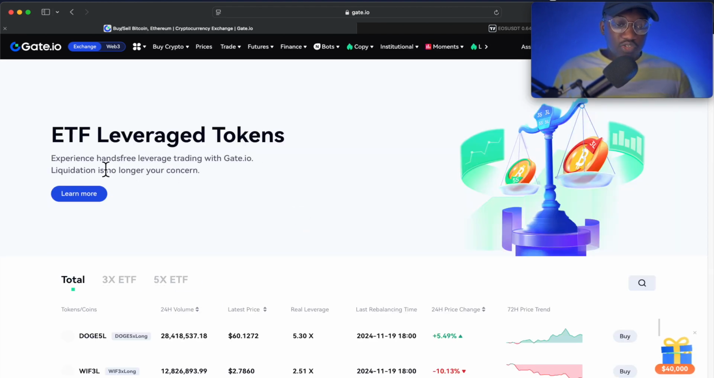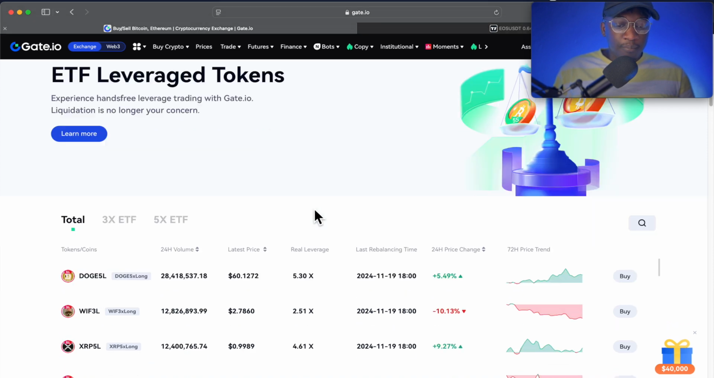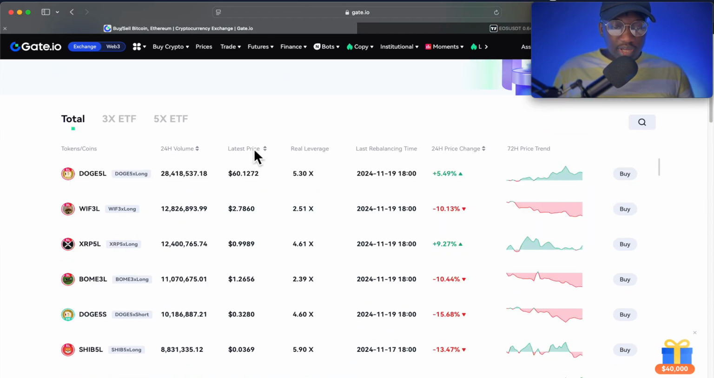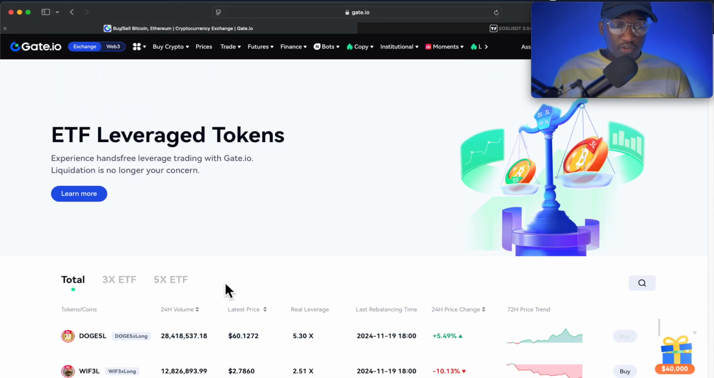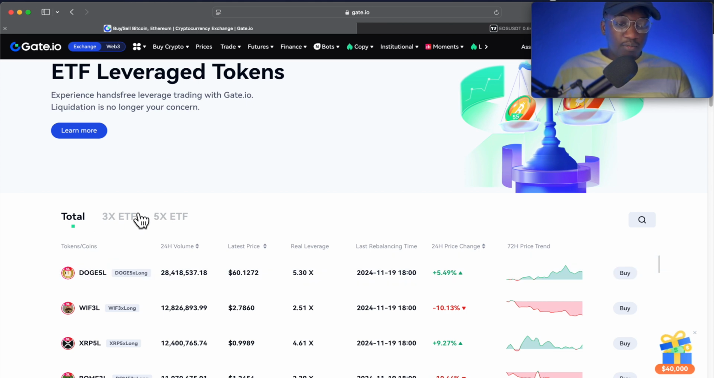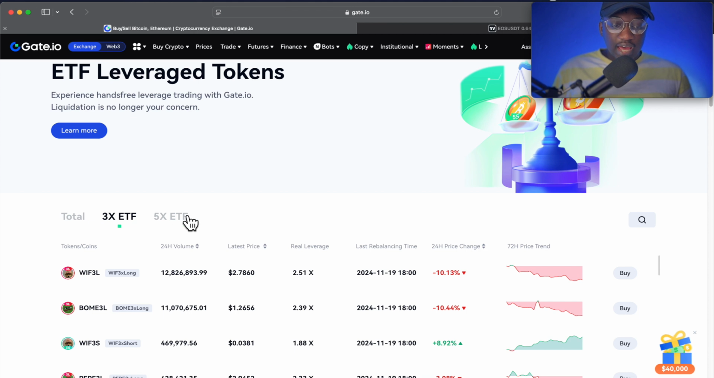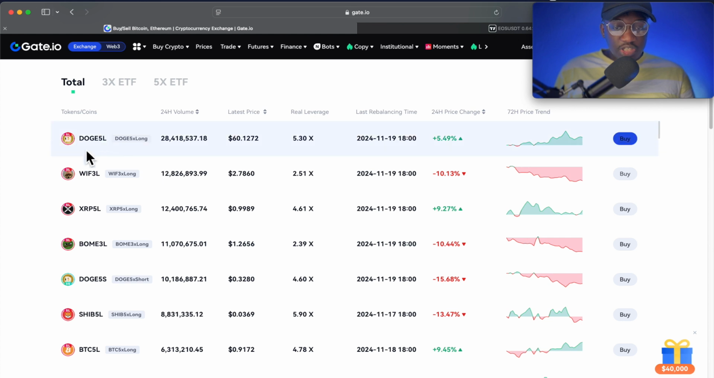Right here it is also written that you can trade with leverage without risk of getting liquidated, you know what I mean? Right here you can see that we've got thousands of leverage tokens, and we have other leverage tokens that are multiplied by 3x, and some tokens are multiplied by 5x. If you're familiar with leverage trading, then you already understand what I'm talking about here. Right here you can see that we have got doji, we have got wave, and etc.